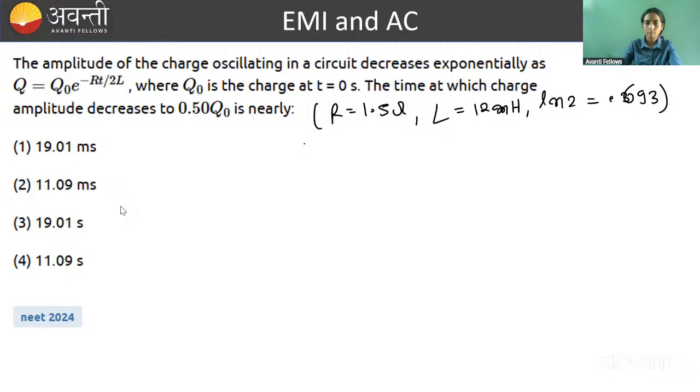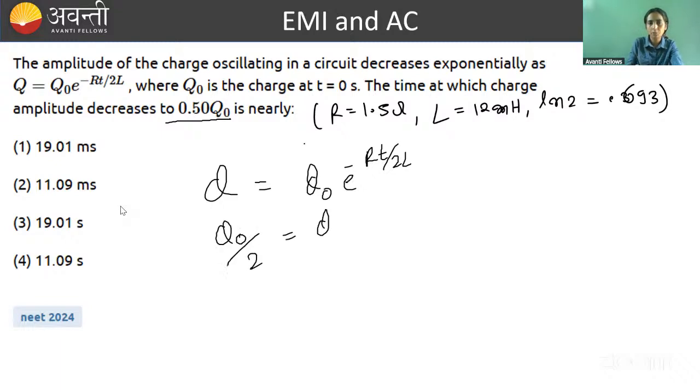Find the value of time when the charge amplitude decreases to this much. So Q is equal to how much? Q = Q naught e to the power minus RT by 12. So you have to calculate the time when Q will become Q naught by 2. 0.5 Q naught means Q naught by 2. So put Q as Q naught by 2 in Q naught e to the power minus RT by 12.